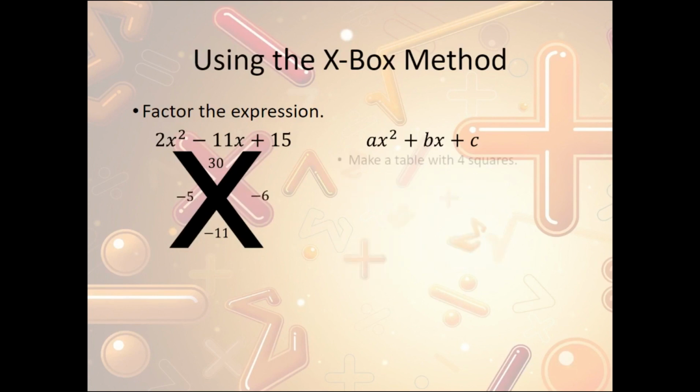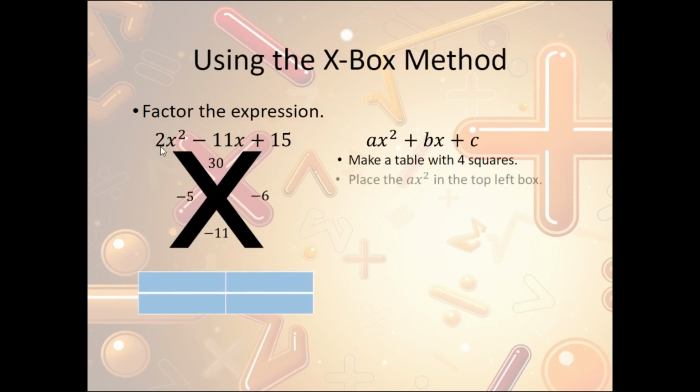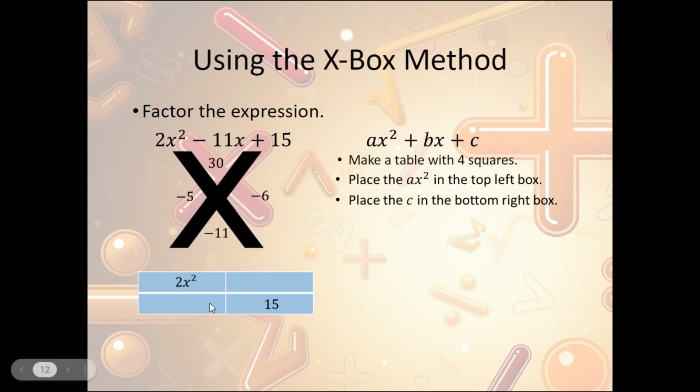Now we move to the box part. So there's our box, and we put in x squared here in the top left. So this is 2x squared. And we place c in here in the bottom right. So that's 15, so that goes there. Then we place these parts here. So negative 5x and negative 6x go in each of these boxes. And again, it doesn't matter which one goes where.